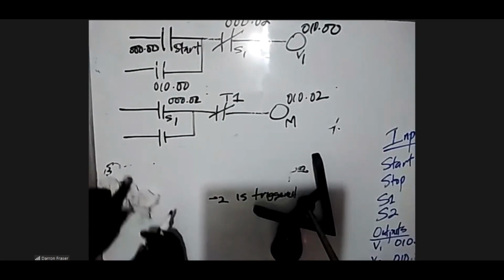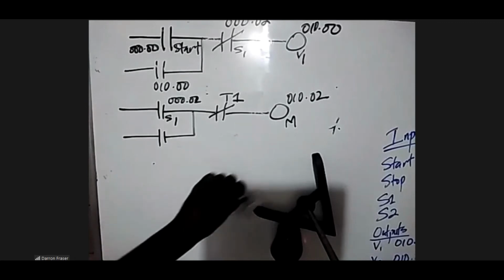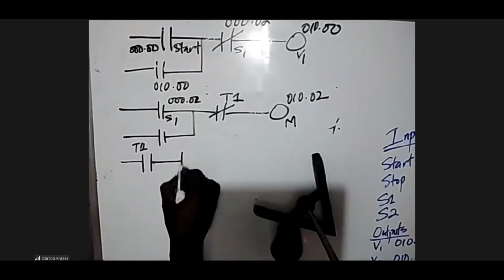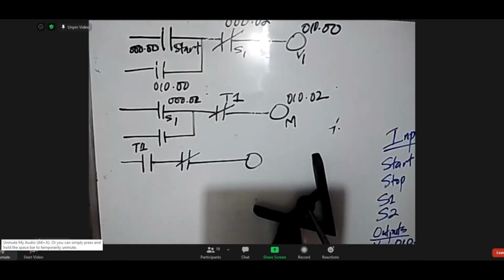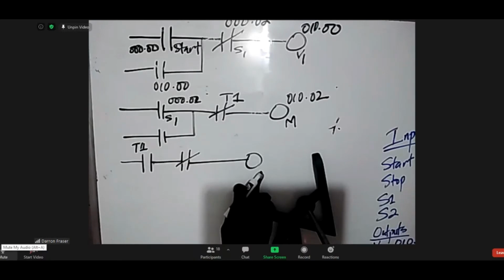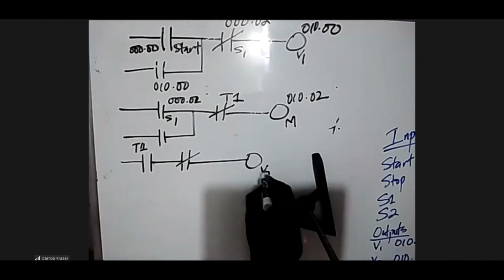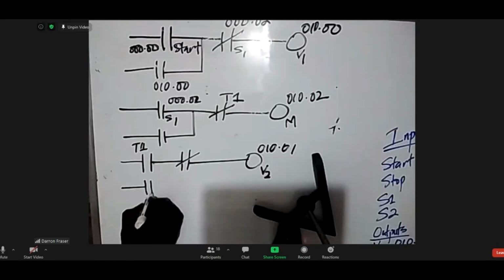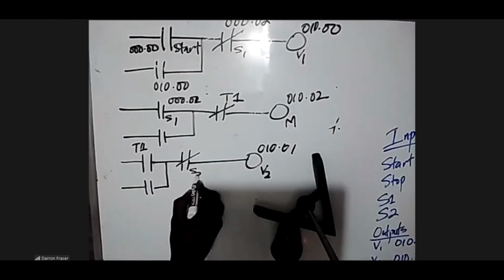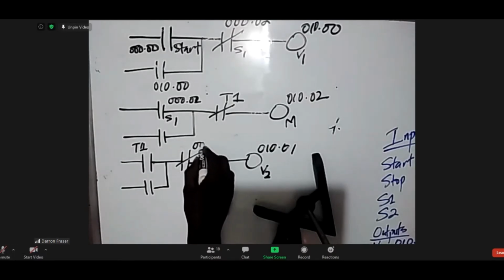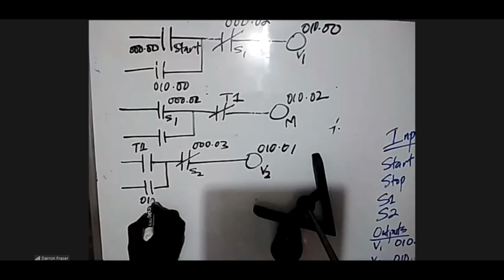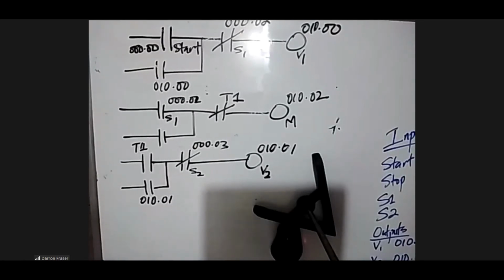And now the third line. Does somebody remember what the third line said? Well, I know that whatever is here is started by T1. And what is going to be started by T1? V2. And what stops V2? S2, which I have here as 003, and I latch it. All right, so that's the basic program.